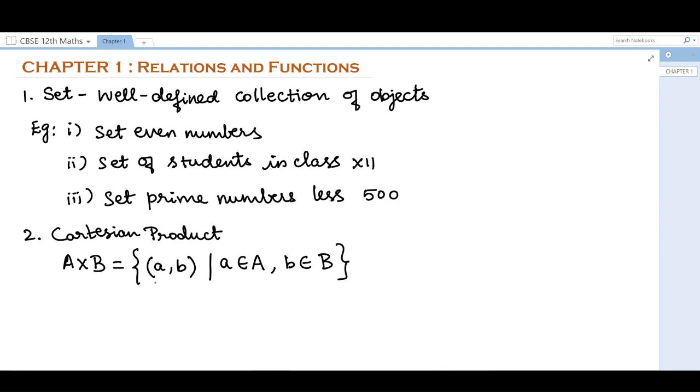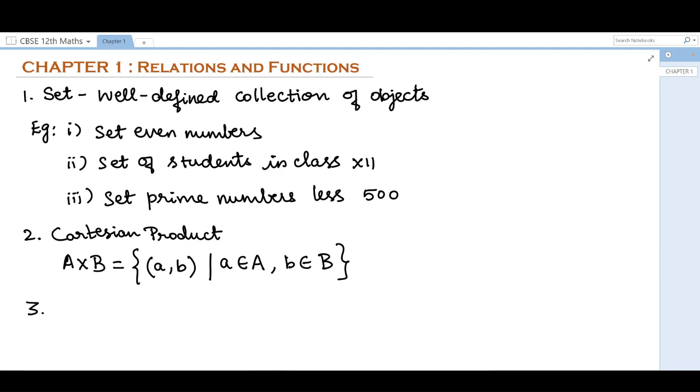The ordered pairs should be in such a way that the first element always represents the first set and the second element represents the second set. So here each and every element in A will be mapped to each and every element in B. Here we will have all possible combinations of the elements of A and the elements of B. So without any condition, each element in A will be mapped to each and every element in the set B.